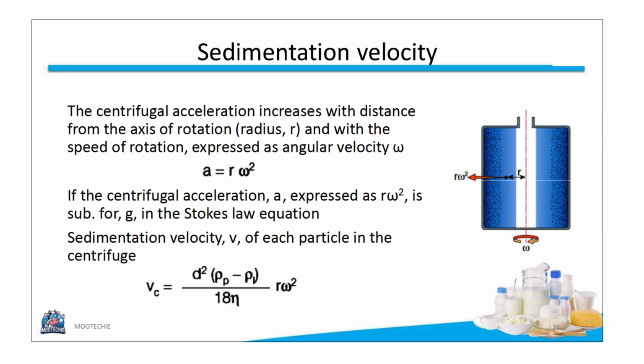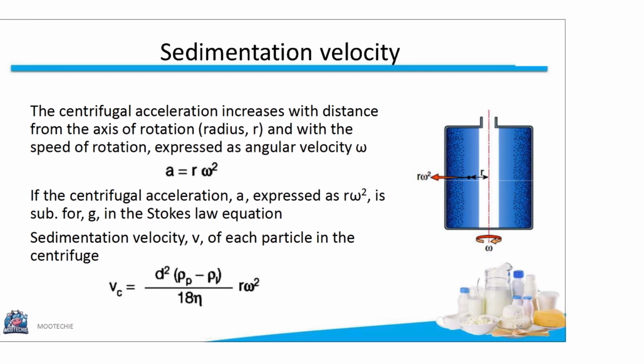If we substitute this centrifugal acceleration for g in the Stokes' law equation, we get the sedimentation velocity in a centrifuge. V sub c equals d squared times the quantity rho sub p minus rho sub l divided by 18 times eta, all multiplied by r times omega squared.